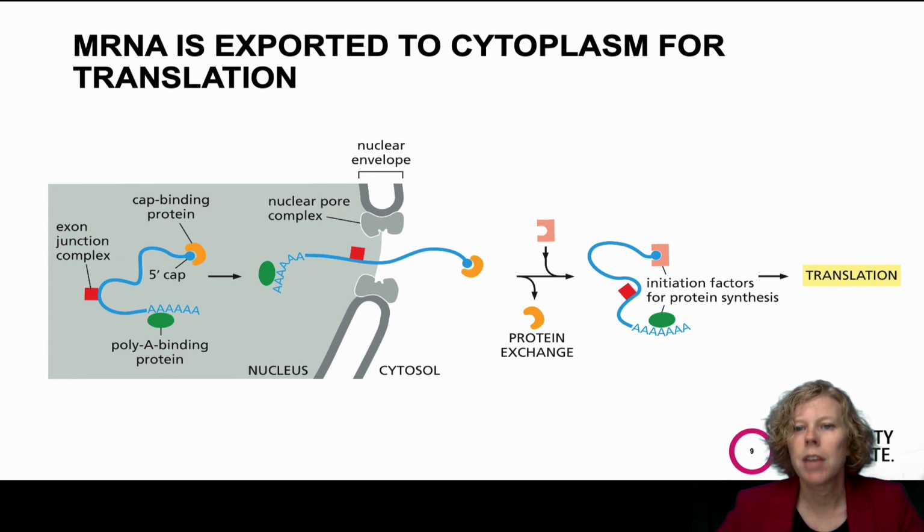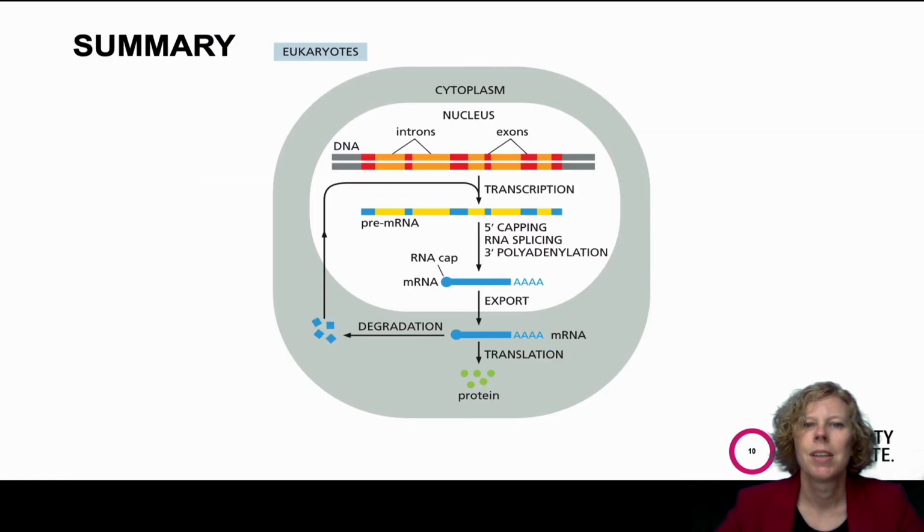In the cytosol, the mRNA can shed some of these proteins and bind new ones, which, along with the poly-A binding protein, act as initiation factors for protein synthesis. So gene expression is controlled at many steps. These are the steps regulated by housekeeping proteins, such as general transcription factors. In the next part, we are going into more detail on how cells regulate which genes are expressed and which are not.